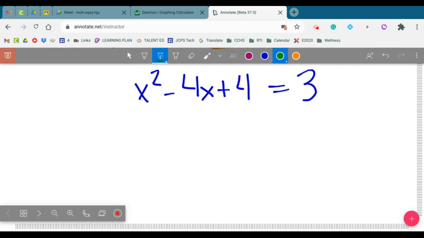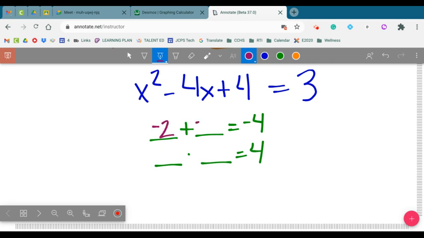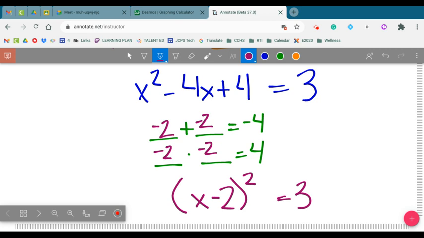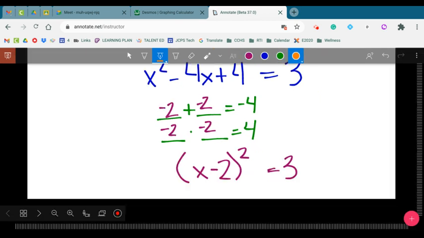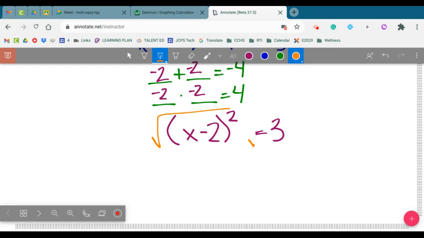You then want to factor this left side. So what plus what equals negative 4, and what times what equals a positive 4? You should get negative 2 and negative 2. So we're going to have (x minus 2) squared, since they're the same, equals 3. Next up, you have to square root both sides. You get x minus 2 equals plus or minus square root of 3.